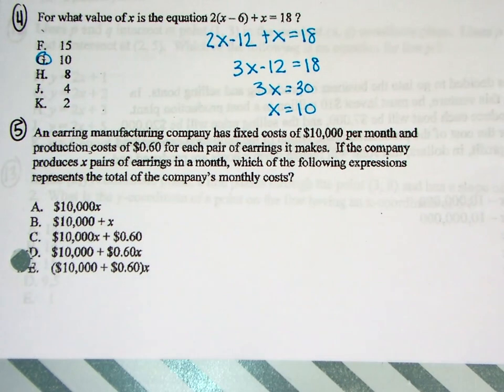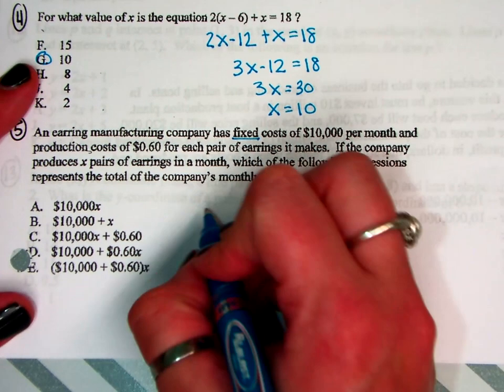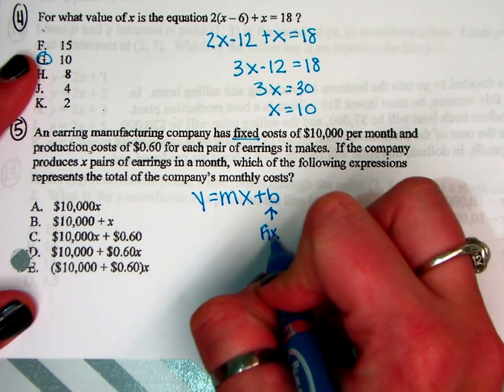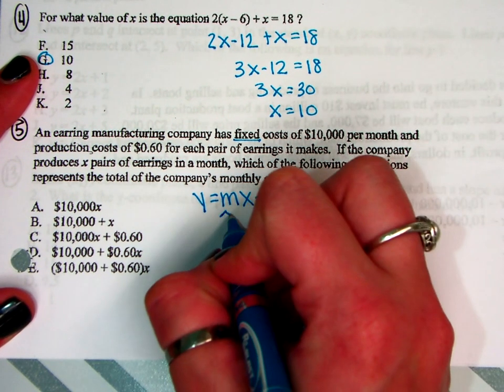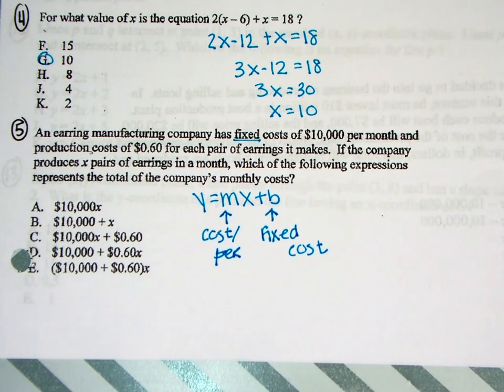Number 5, an earring manufacturing company has a fixed cost of $10,000 per month and a production cost of 60 cents for each pair of earrings it makes. If the company produces x pairs of earrings in a month, which of the following expressions represents the total of the company's monthly cost? Anytime you're dealing with fixed costs and cost per something, we always use slope-intercept form. The letter b represents the fixed cost, something that doesn't change. The letter m represents the cost per something, like cost per earring, cost per car payment, whatever it represents.